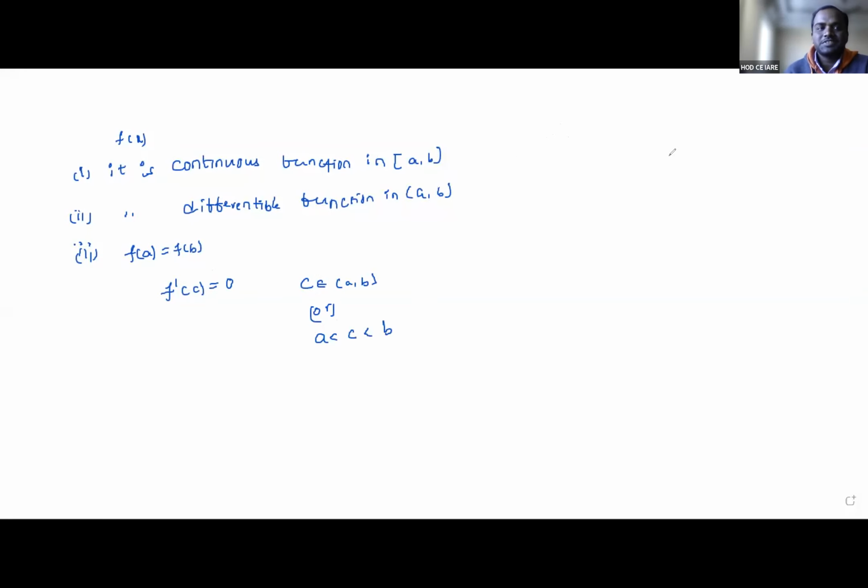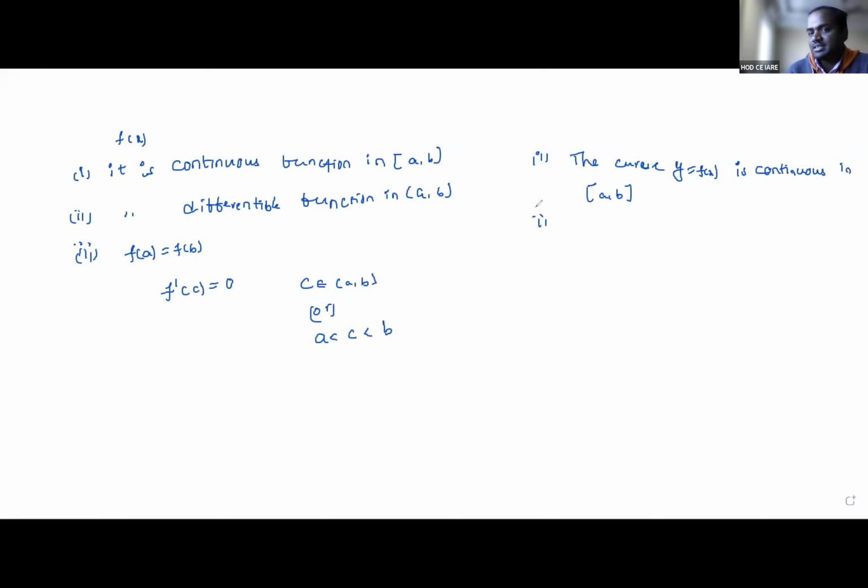The geometrical interpretation of the three conditions of this. First one is a continuous function. For example, I will take some curve, y is equal to f of x, which is continuous in the closed interval of a comma b.